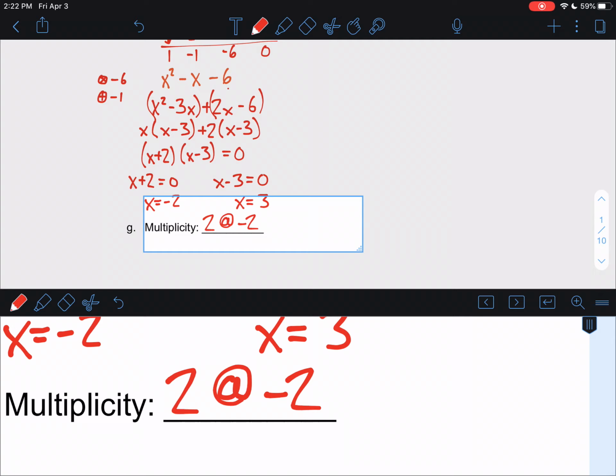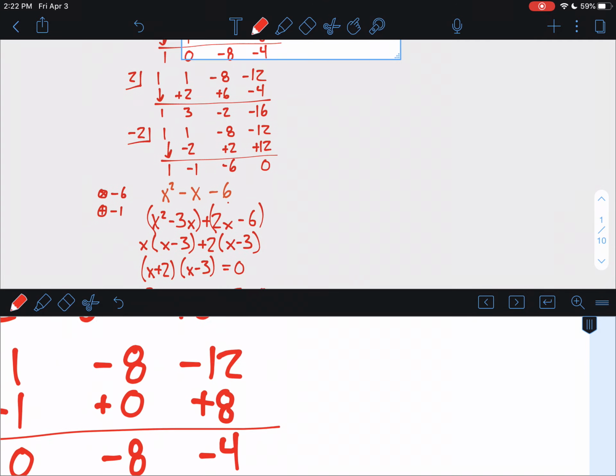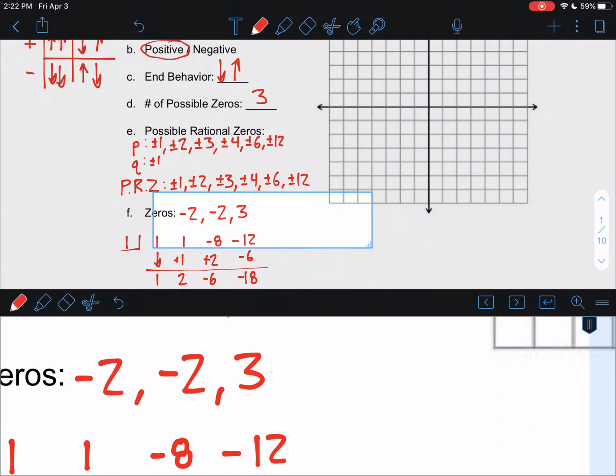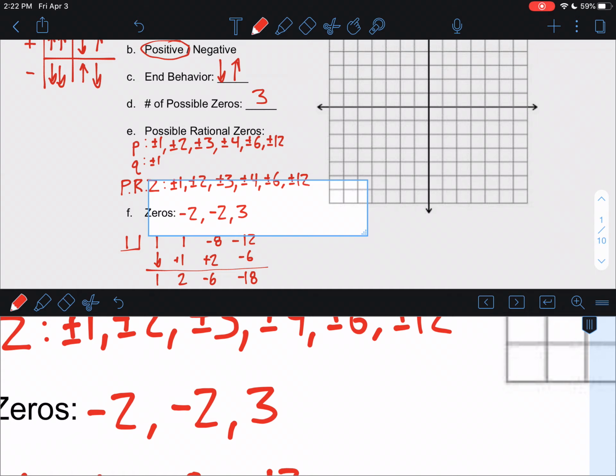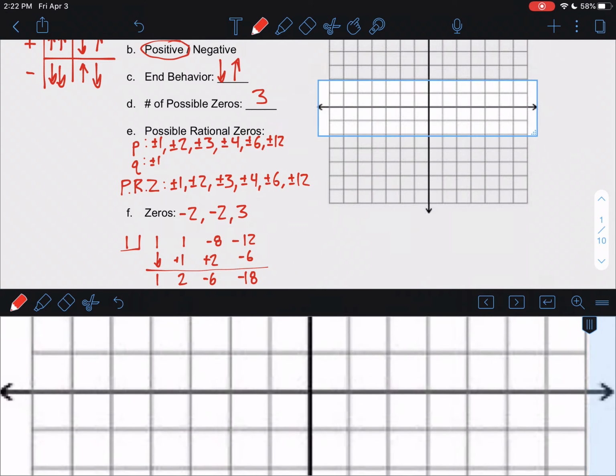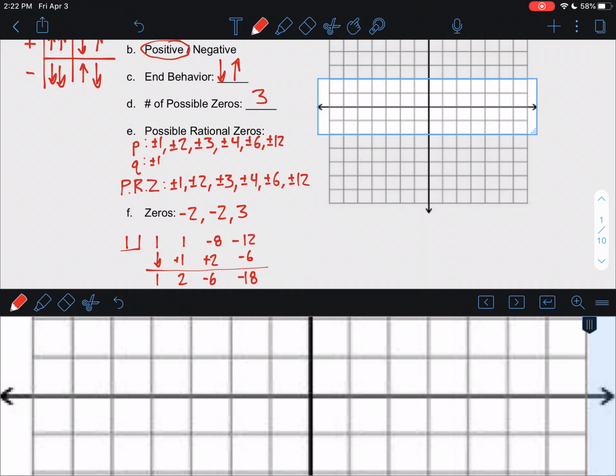If none of the zeros repeated themselves, you would just say multiplicity none, because it would just be 1 at everything. So there's no reason to list the multiplicity. So this one has a multiplicity of 2 at negative 2. And sometimes there can be more than one thing that you're going to have to say for multiplicity. Sometimes the zeros will repeat themselves. Anyways, back to this. So we got negative 2 and 3 are zeros. So on my x-axis, I'm going to put zeros at negative 2 and 3.